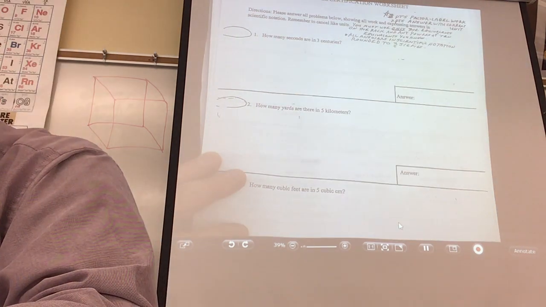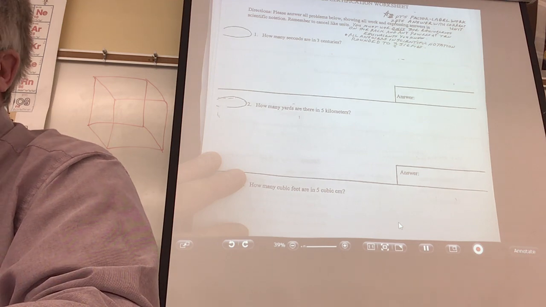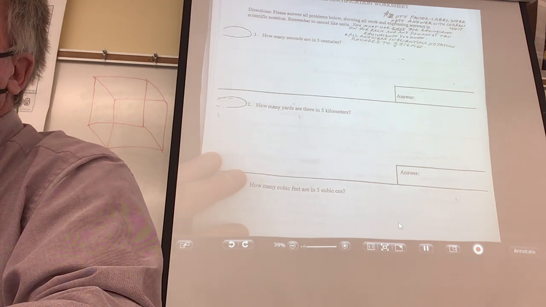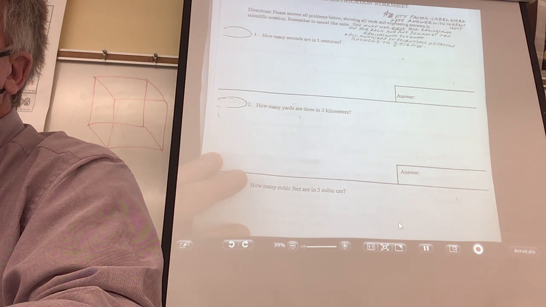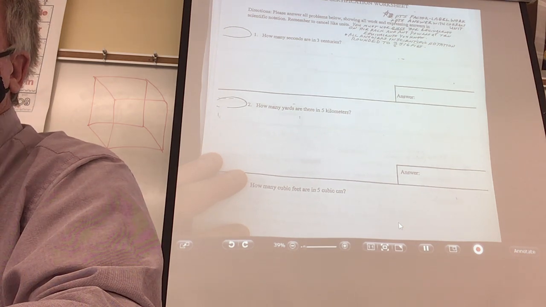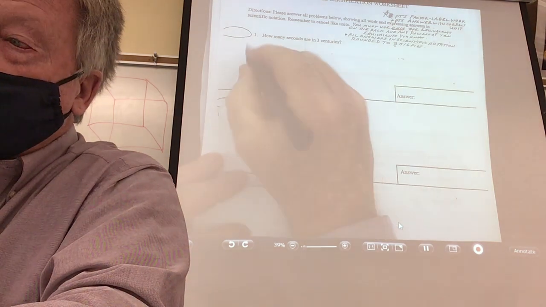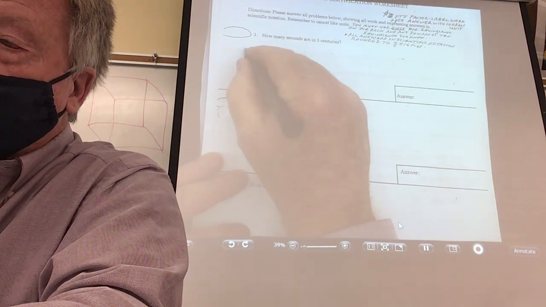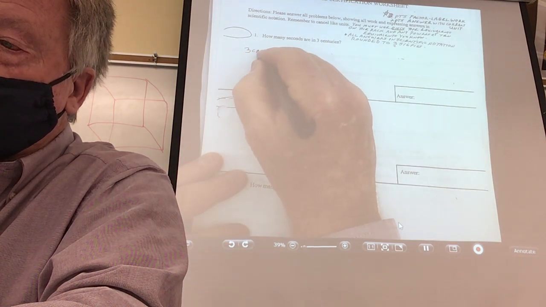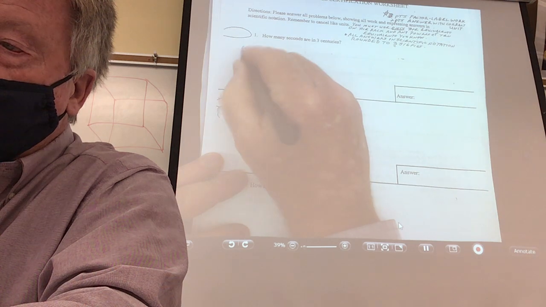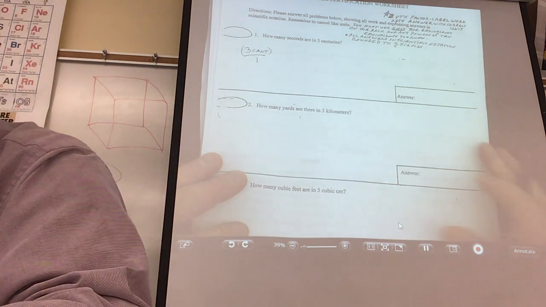Number one, look at number one. Write down the given. Tell me what the given is. J3, what's the given in number one? 3. Factor label usually has a label. 3 seconds. 3 centuries, right? 3 centuries over 1. Is everybody okay on that?